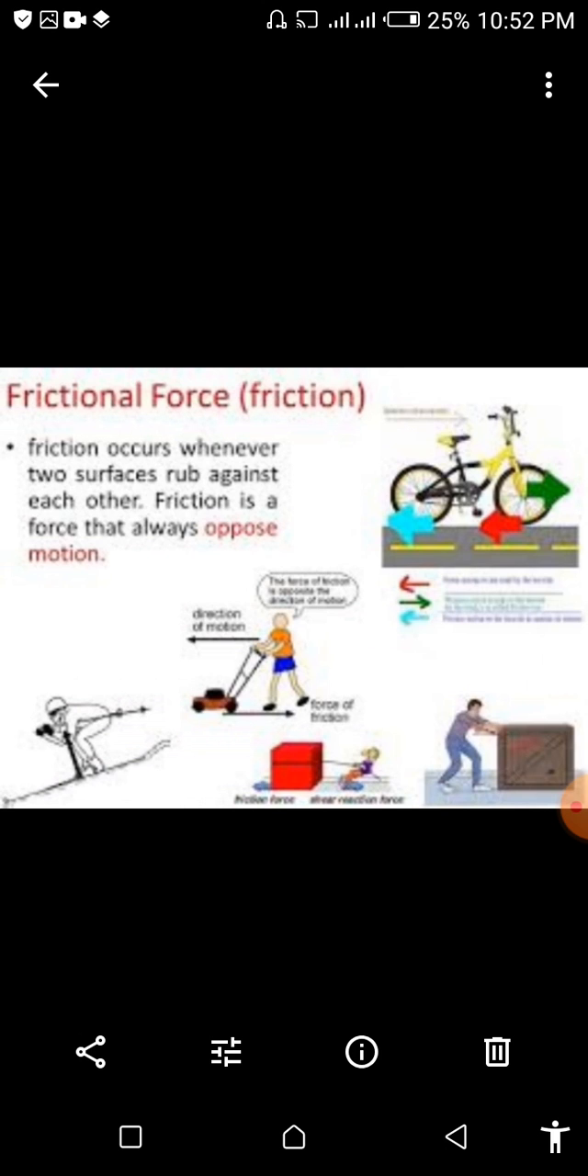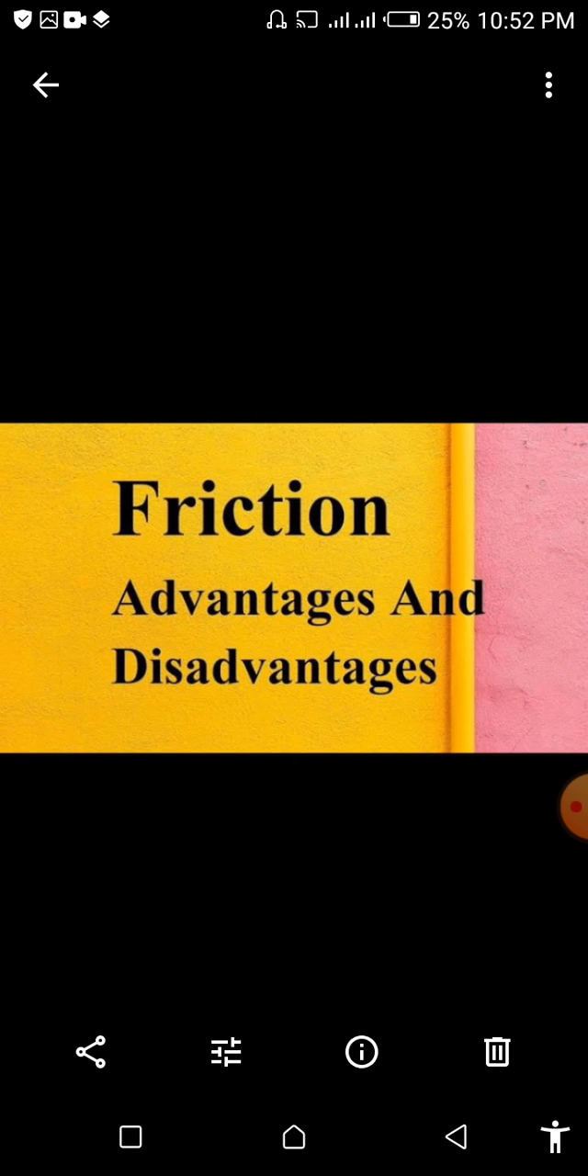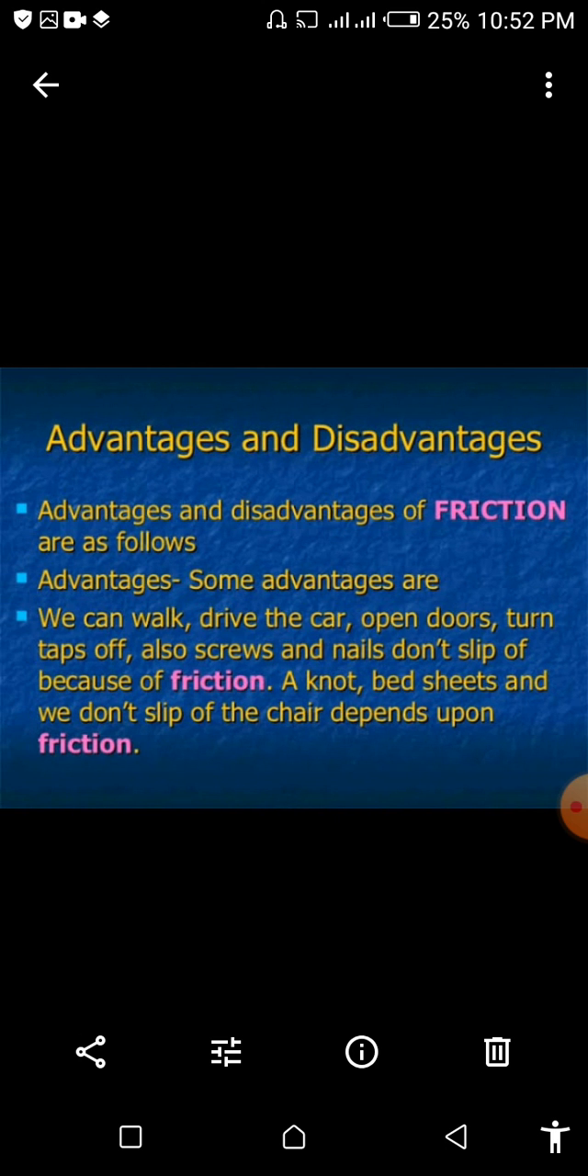Clear? That force always opposes motion. It is produced in the opposite direction of motion, and it slows down or stops moving objects. Clear? Now we have to discuss the advantages and disadvantages of friction. There are so many advantages and disadvantages of friction. First of all, we will discuss the advantages of friction.